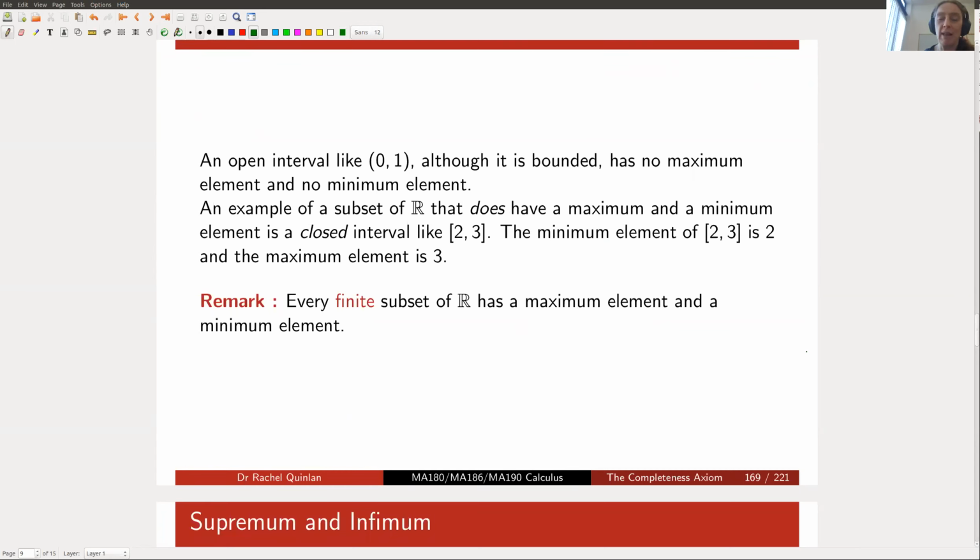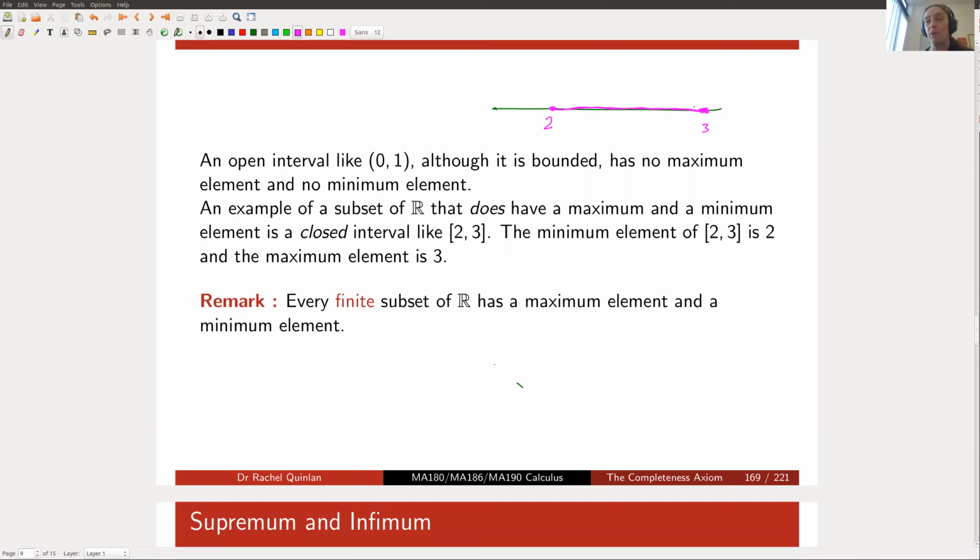An example of a subset that does have a maximum and a minimum element is a closed interval like [2, 3]. If you look at that interval, 2 is here, 3 is here. The closed interval from 2 to 3 includes all the real numbers whose decimal representation starts with 2 point anything, and it also includes the number 3.0, which is the greatest element in there. So that particular set has its minimum element 2 and its maximum element 3. There's really no issue. It has a greatest element and a least element.